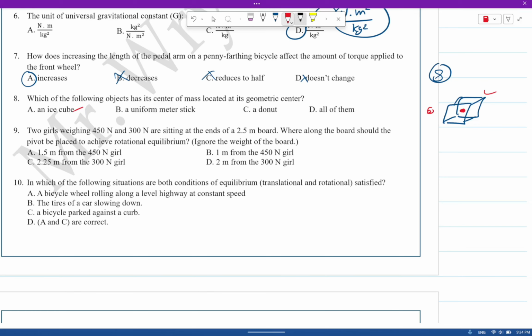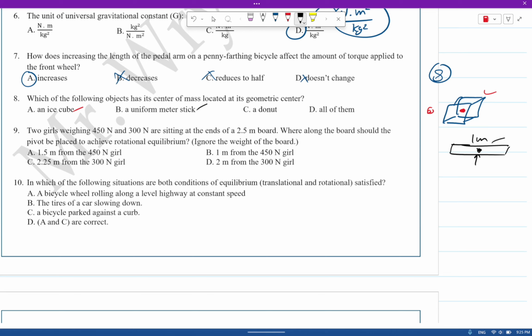Whenever it says meter stick, that means you have a stick that is basically 1 meter long. Of course, if it is uniform, that means it is all the same. So in this case, the center of mass is right at the center. So even for this one is correct.